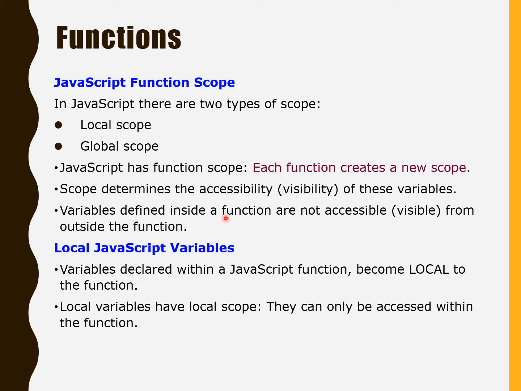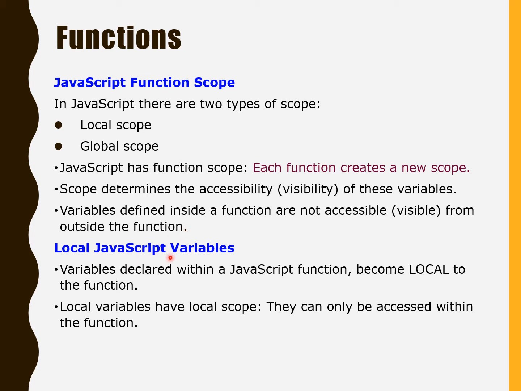Variables defined inside a function are not accessible from outside the function. If you declare a variable inside curly braces, then that variable will be accessible within that particular block. It does not have access outside the block. Outside the block, it will be treated as a new variable.